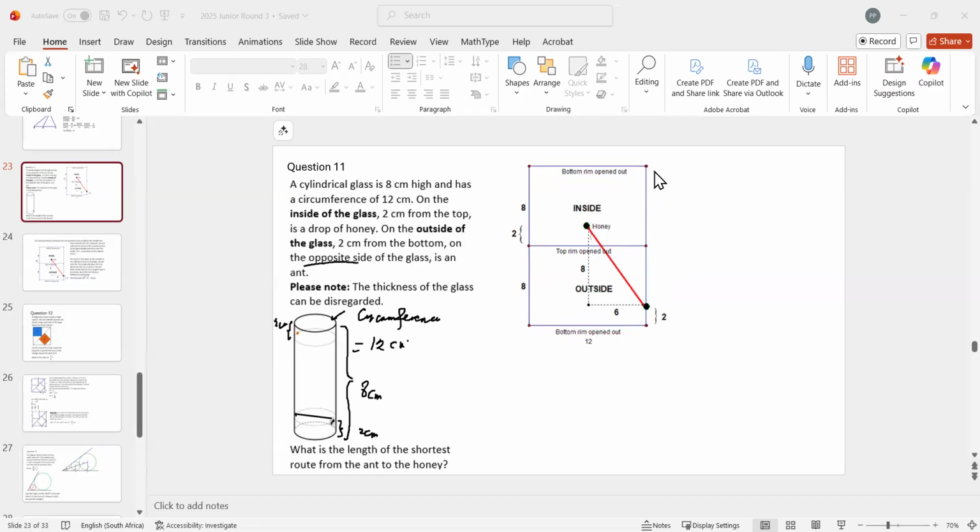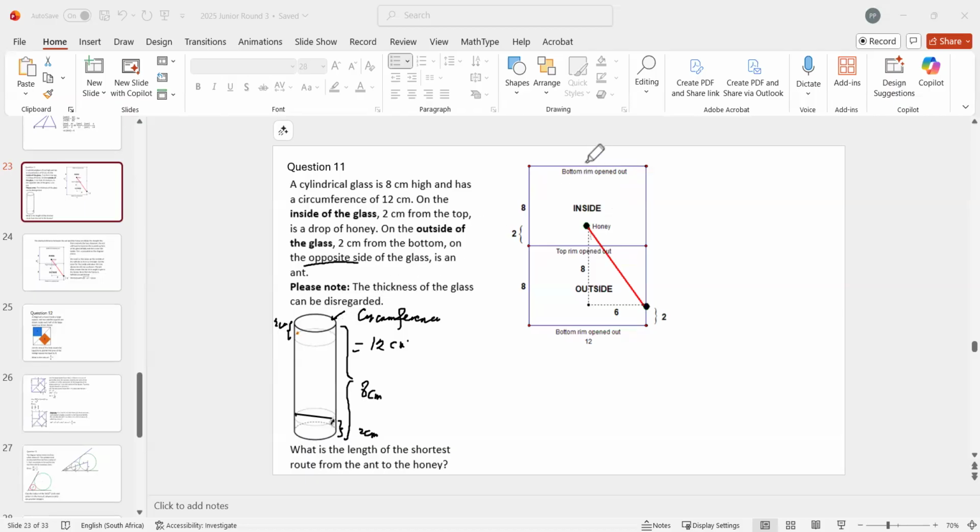So I've got the inside. When I open it out, you can see the height of this. There's your 8. That's the height because I've opened this thing up. This is the inside which you're looking at. And when you open it out into a rectangle, then the side of the rectangle just becomes the circumference of this because you're opening it out. So this is the circumference, which we were told is 12.